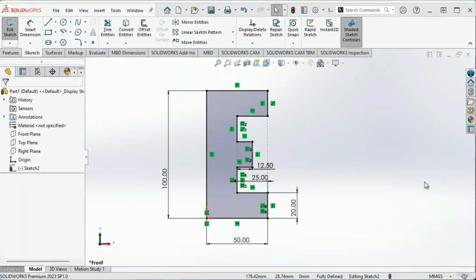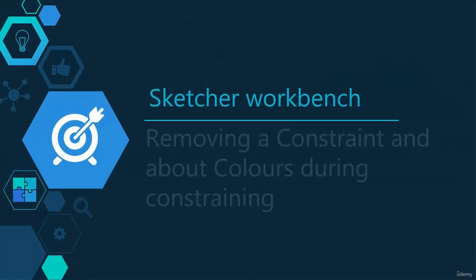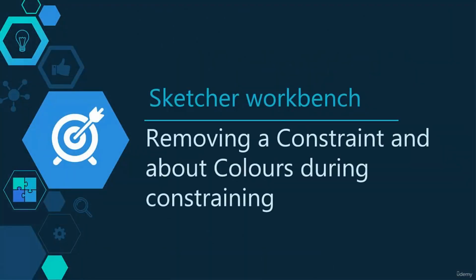In the last lecture, we have seen how to create example 1 geometry, which is this. In this lecture, we are going to see how to remove a constraint and the various colors that you encounter during constraining. During constraining, there are a few types of constraint conditions that you have to avoid. The very first thing is over constraining, and second is inconsistent constraints. We'll see these two a bit later. First, we need to know how to remove a constraint.